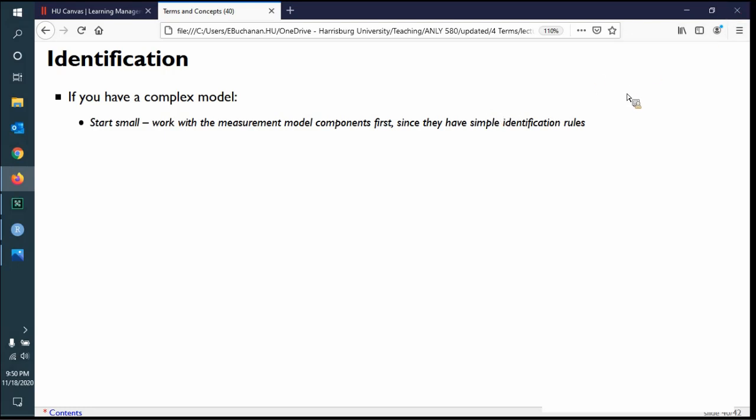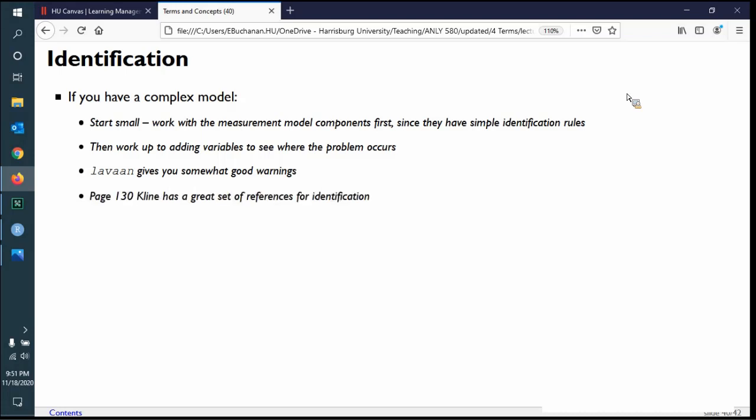Okay? Because measurement models have very simple rules to start with. Then work up by adding more variables and see when it blows up. Because you'll have models blow up. And by blow up, I mean they don't run. Lavaan does give you some good warnings, mostly, some days.